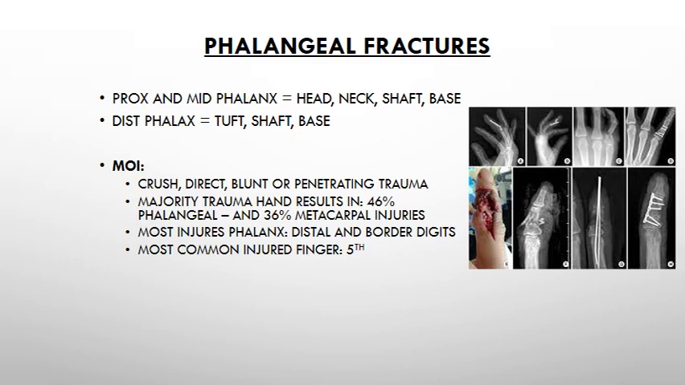The majority of the trauma in the hand results in phalangeal injuries, more than any other type of injuries, at 46%. 36% of hand trauma results in metacarpal injuries. The most injured phalanx is the distal part, and then the border digits, meaning the thumb and the little finger. The most commonly injured finger is the fifth finger.